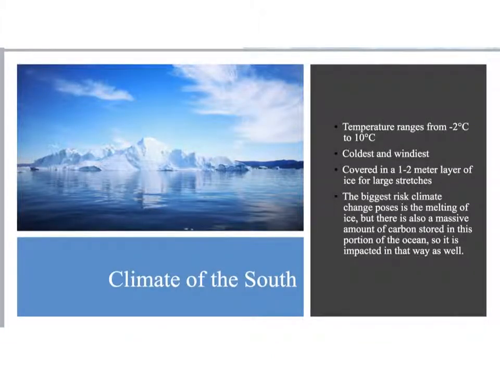Now, as those really strong, fast currents move, it's also extremely cold, with temperatures ranging from about -2 degrees Celsius to 10 degrees Celsius, which does make it the coldest and windiest ocean. It's also covered in a 1 to 2 meter layer of ice for large stretches, so that can be 6 feet in some places. And the biggest risk that climate change poses is the melting of that ice, but also because there's so much carbon stored in this part of the ocean, it's really possible that it could be acidified and have all these other negative effects that we learned about on the ocean.